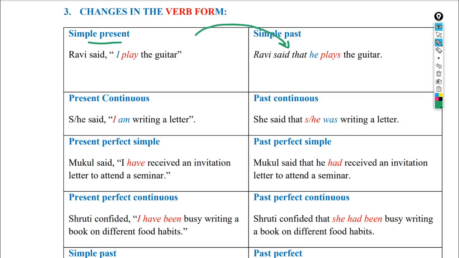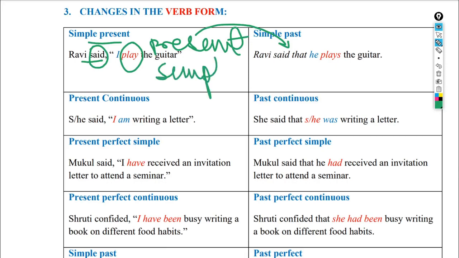Suppose, Ravi said, I play the guitar. This reporting verb is in the past tense. Therefore, this is in the present simple. This one will be transformed into the past. Ravi said that he played the guitar. Now let us see another one.